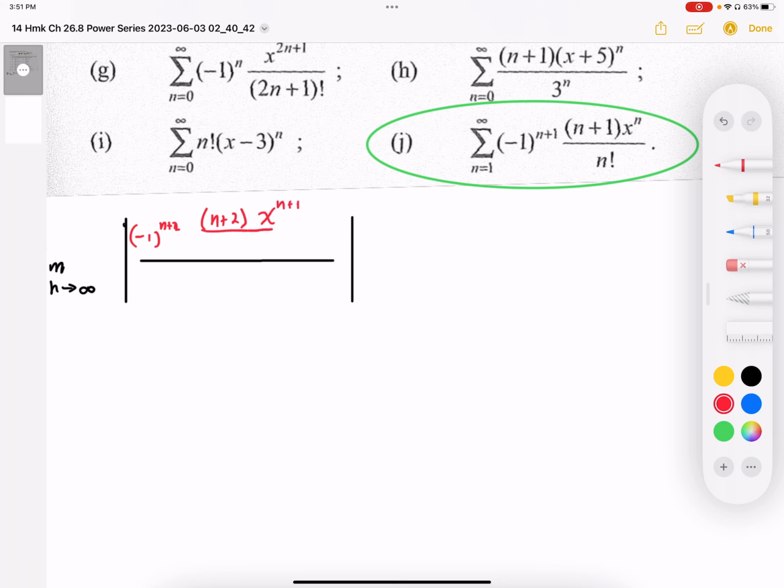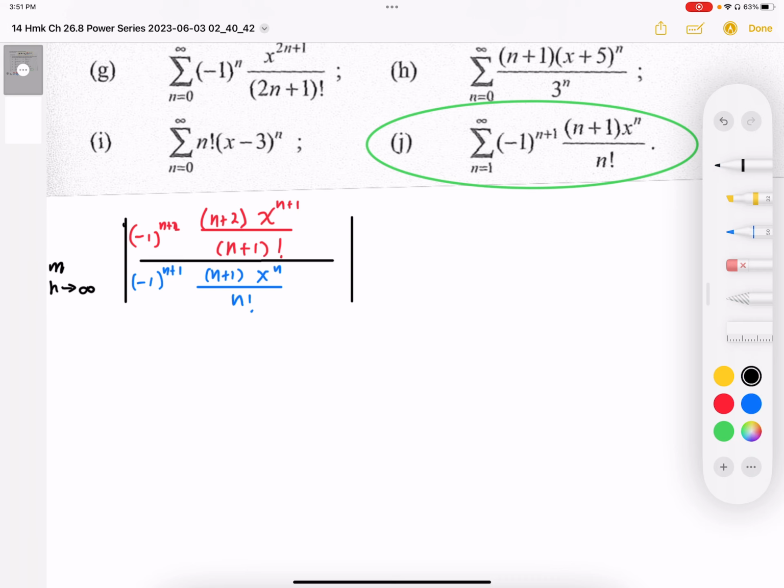And in the denominator, we end up with (n+1) factorial. In the main denominator, we end up with (-1)^(n+1), times (n+2)... those will simplify. We end up with (n+1) over, x^n over n factorial.